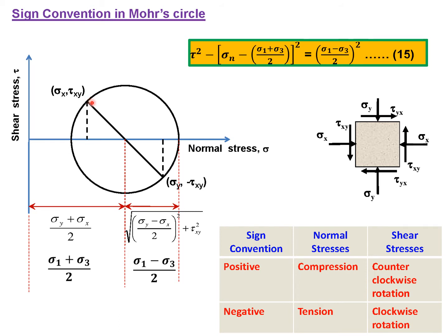Just join these two points through a straight line. It will cut the horizontal axis somewhere here, so this is the center, and now you can draw a circle, and this is the Mohr circle. So it's very easy. If you have a real feel for the sign convention, it's very easy to draw the Mohr circle.